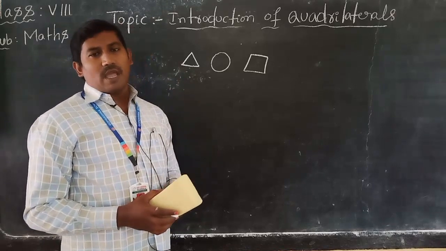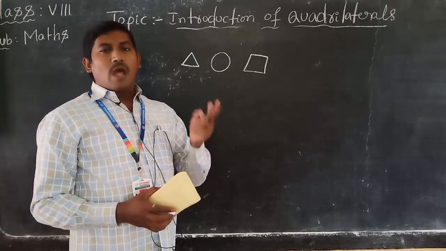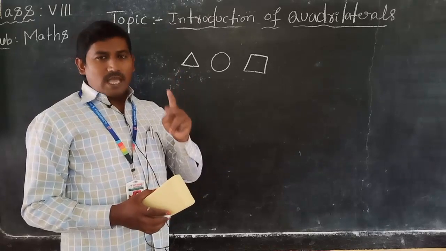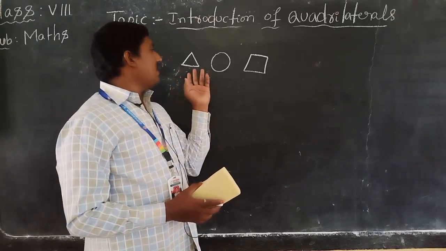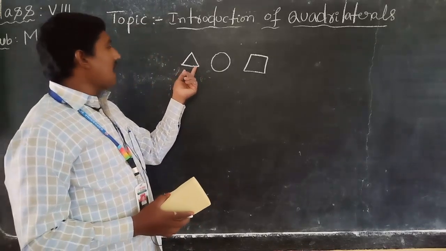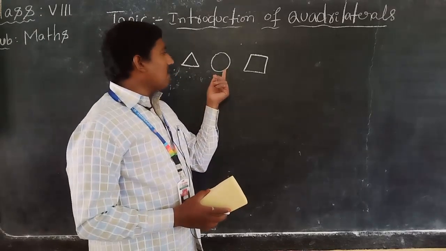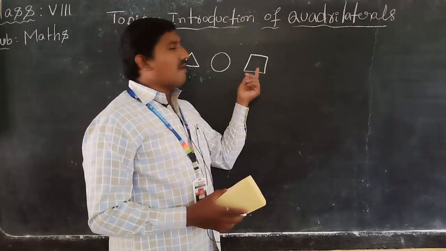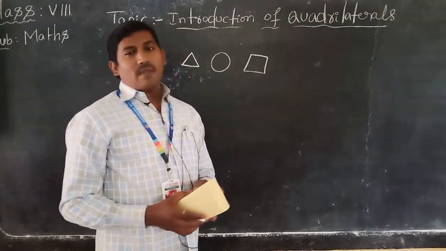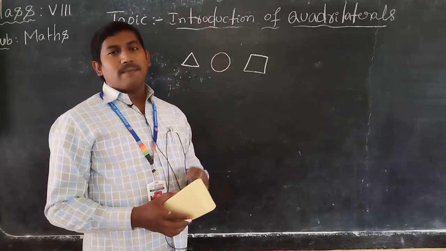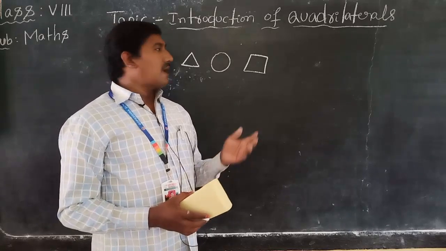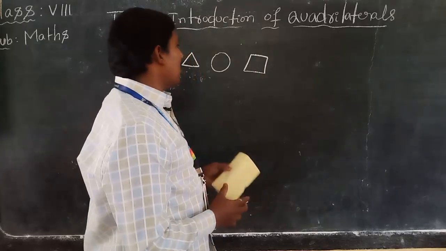According to angle also we have right angle triangle, acute angle triangle, obtuse angle triangle. So many types of triangles are there. Next, circle or oval. Then different types of quadrilaterals: parallelogram, trapezium, rhombus, kite, like that. So many differences are there in quadrilaterals.